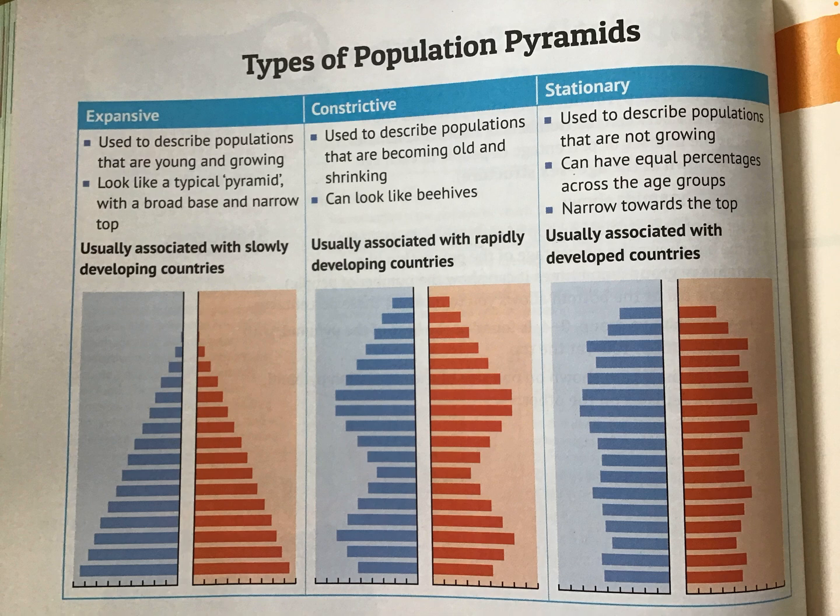Whereas if you look at the very last population pyramid, that's stationary. So it's kind of stopped. Stationary means a population that's not growing. Think stationary if you're parked up, you're not moving. There's an equal percentage across all age groups, and it's narrow towards the top. Fewer people are dying. It's usually associated with developing countries, or developed countries. The middle one is called constrictive.